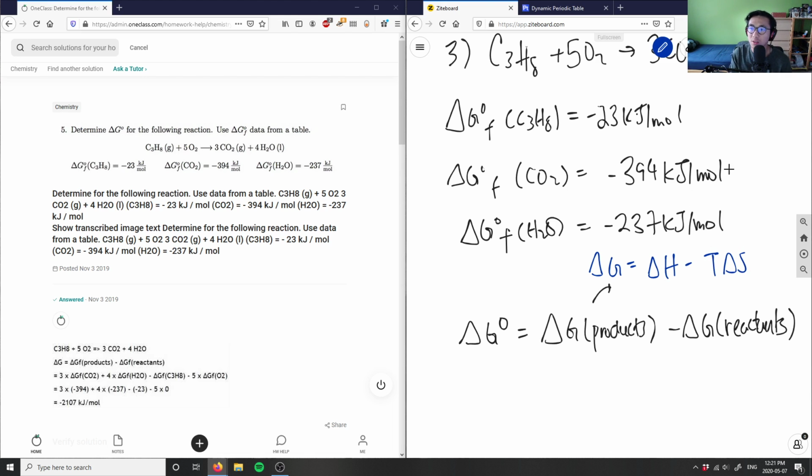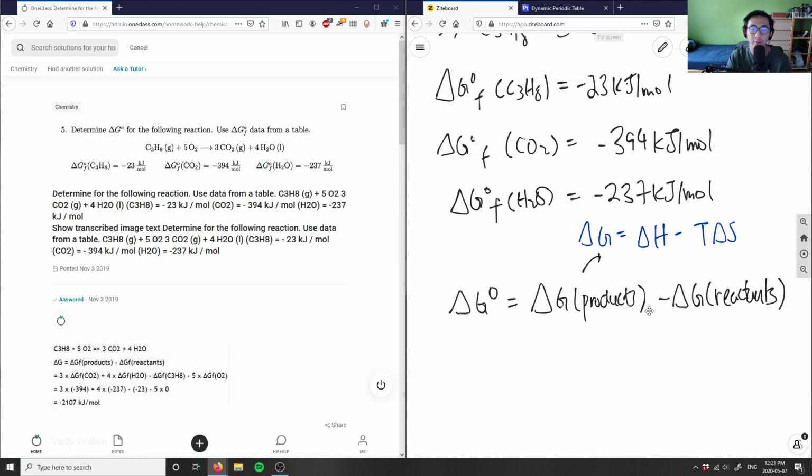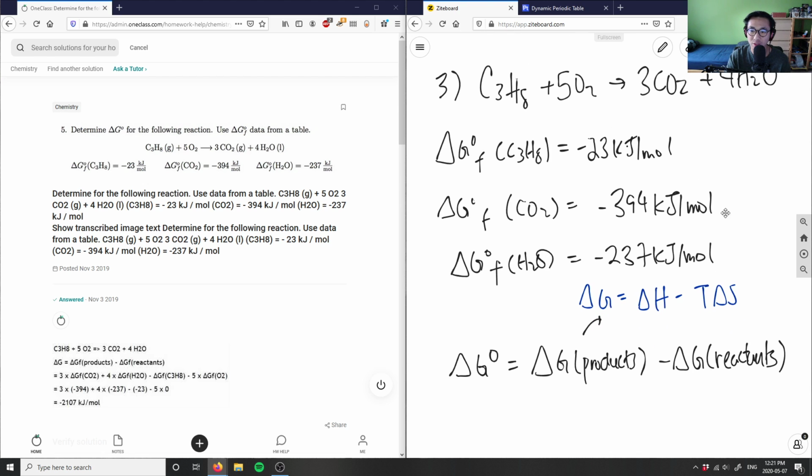Okay, so I'm going to let you think about this problem for just a couple of seconds. Think about delta G for products and delta G for reactants here. What are my products, what are my reactants in terms of our chemical equation, and how will we solve this problem? I'm just going to turn on a light because it's a little dark in my room. So I'm going to leave you with this question for a couple of seconds.